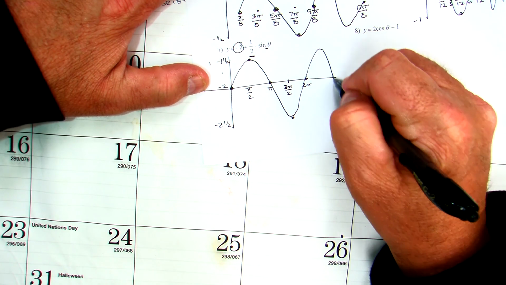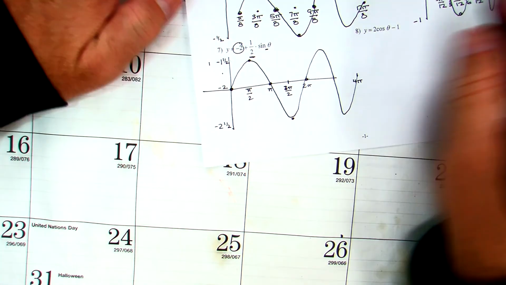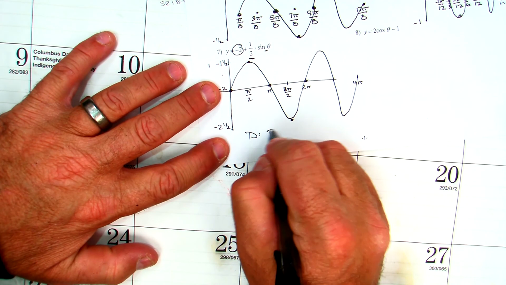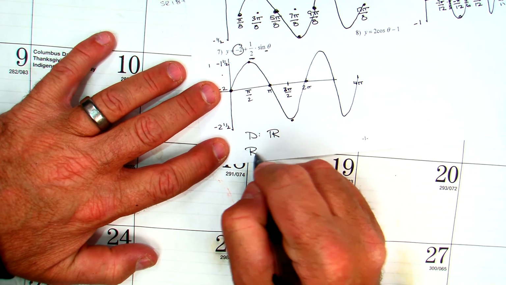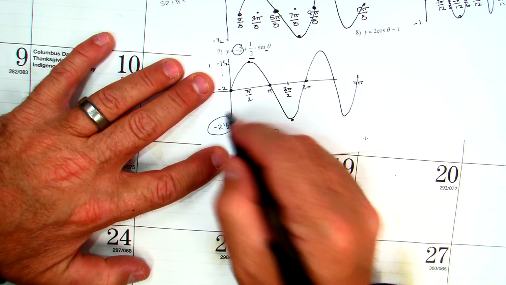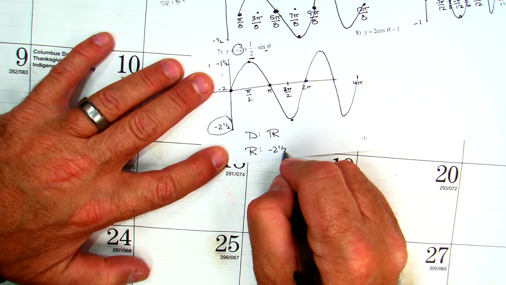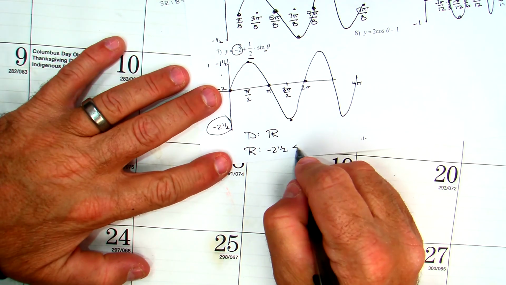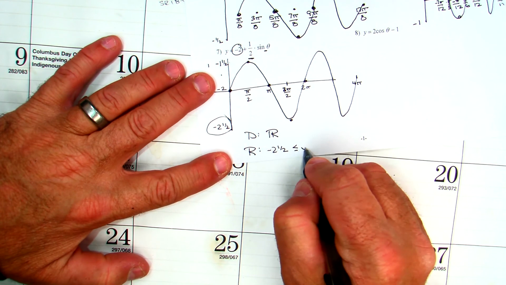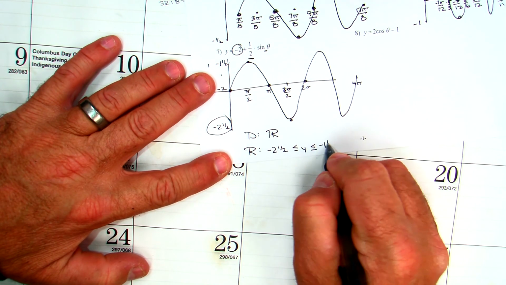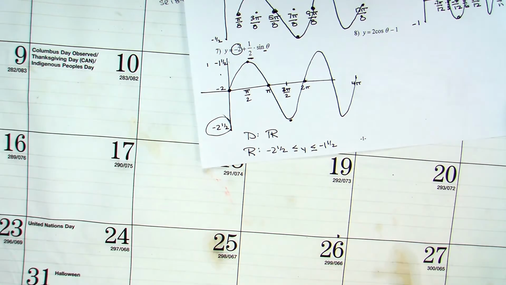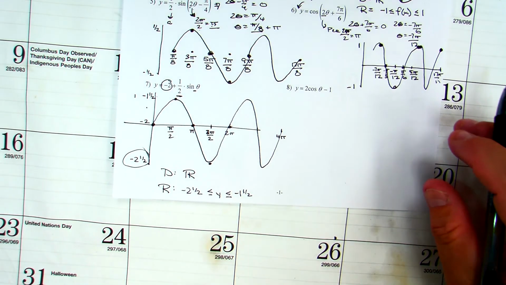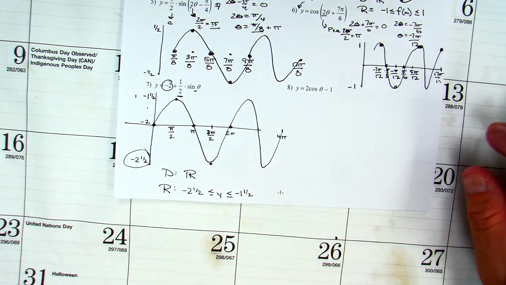It looks like that. My domain, as always, all real numbers. My range, if I look at it, my minimum is negative 2.5. You can write it as negative 2.5 if you like, or negative 5/2, less than or equal to y, less than or equal to negative 1.5. Then number 8, y equals 2 cosine theta minus 1.